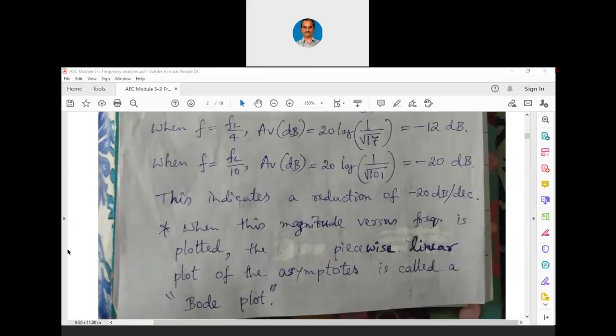Now, we have a piecewise linear plot. Why do we call it a piecewise linear plot? We have taken f equals fL, f equals fL by 2, fL by 4, fL by 10, and we can go on this way. For each particular value we have chosen, we have got a particular gain in decibels. We can plot this. These are all the asymptotes which we have obtained, and the plot of these asymptotes is now called a Bode plot.